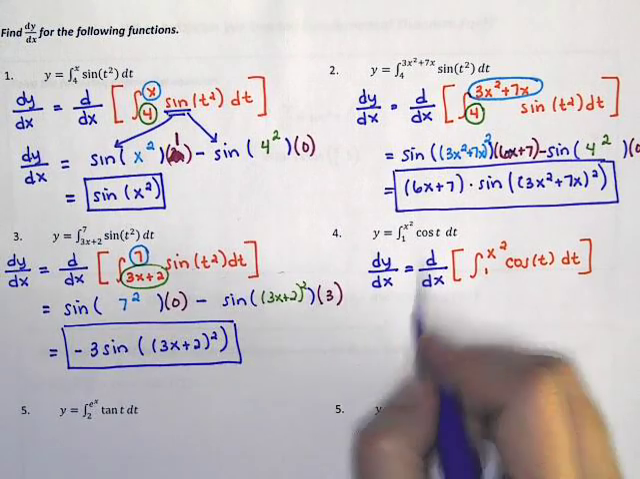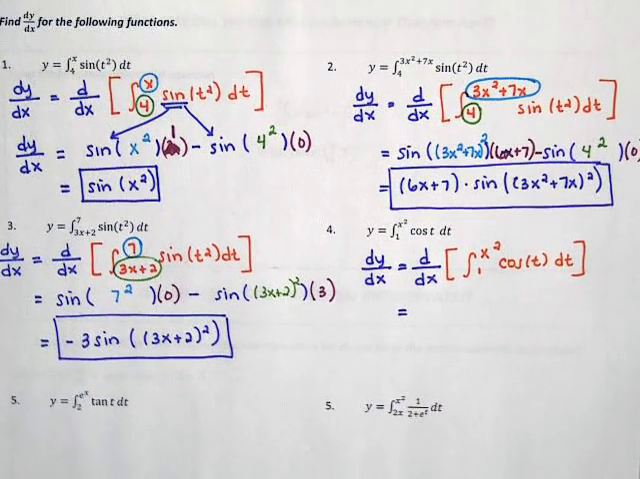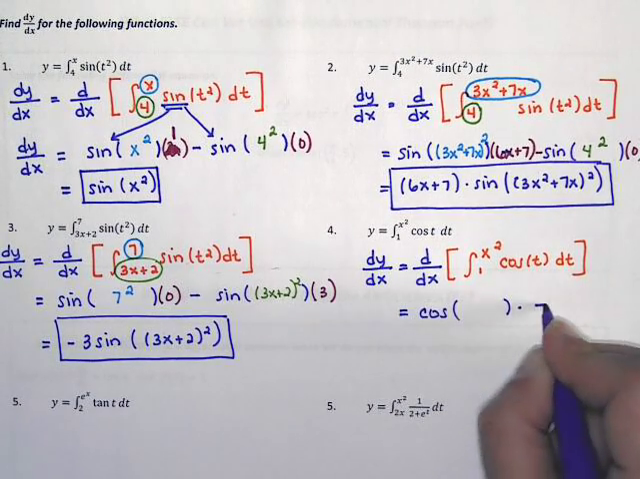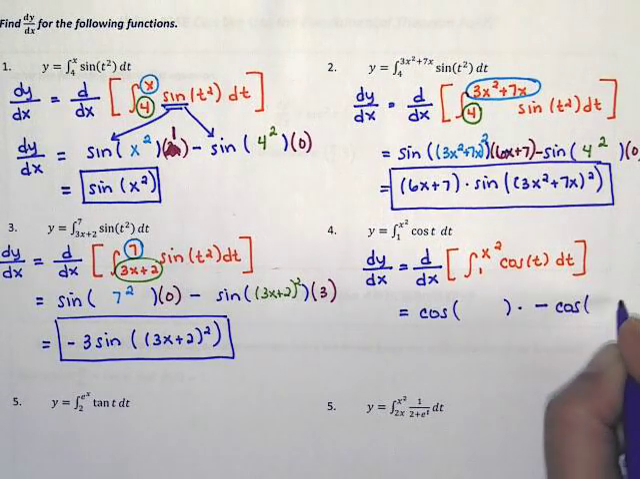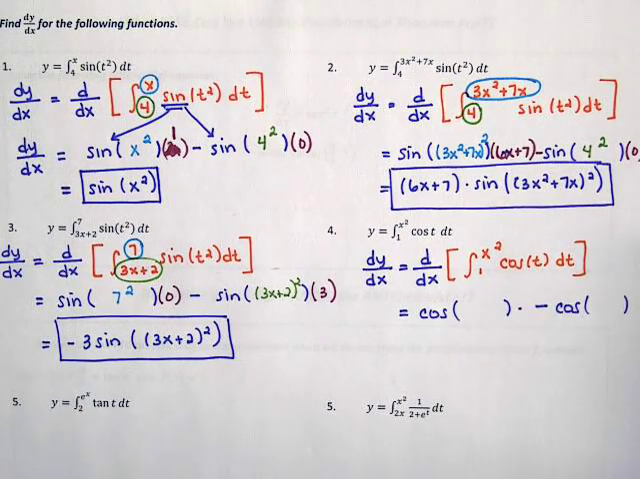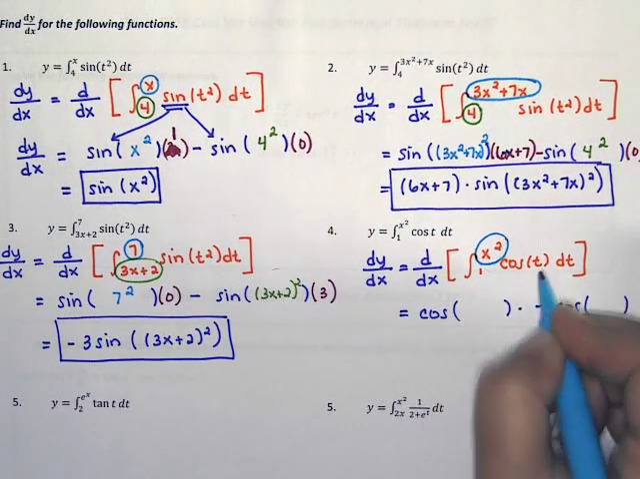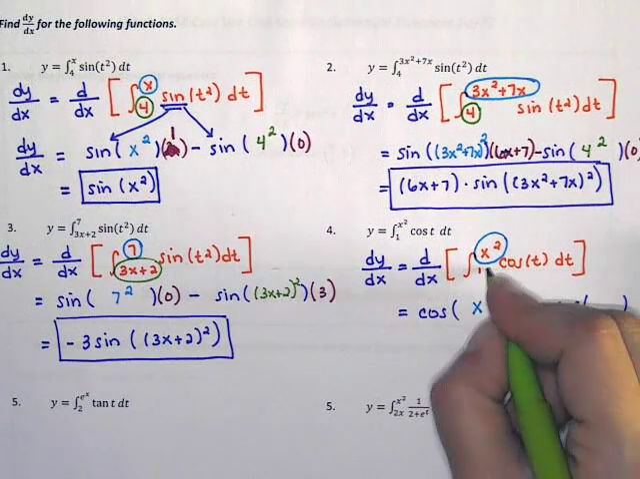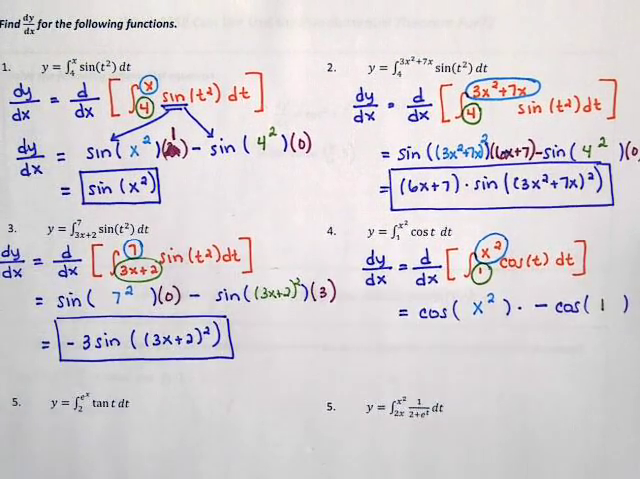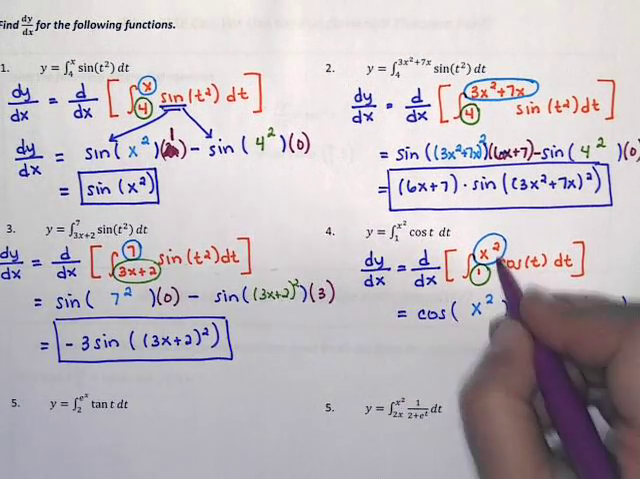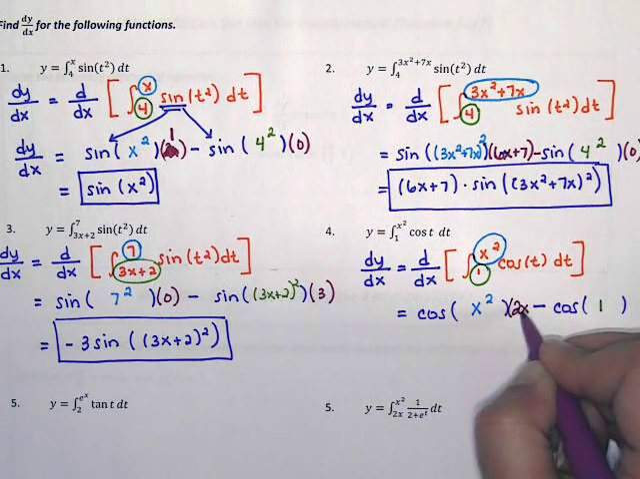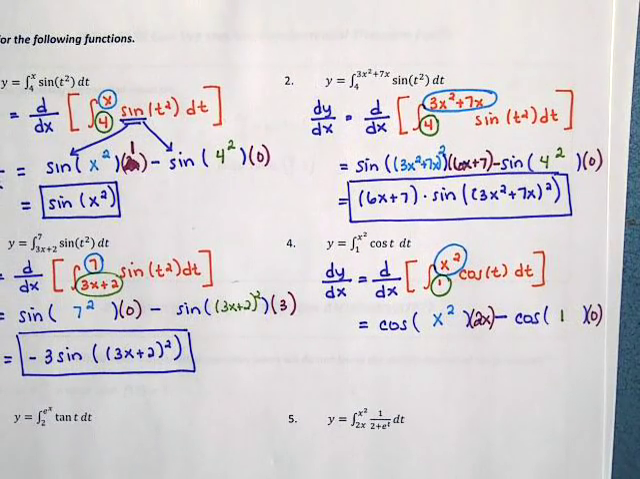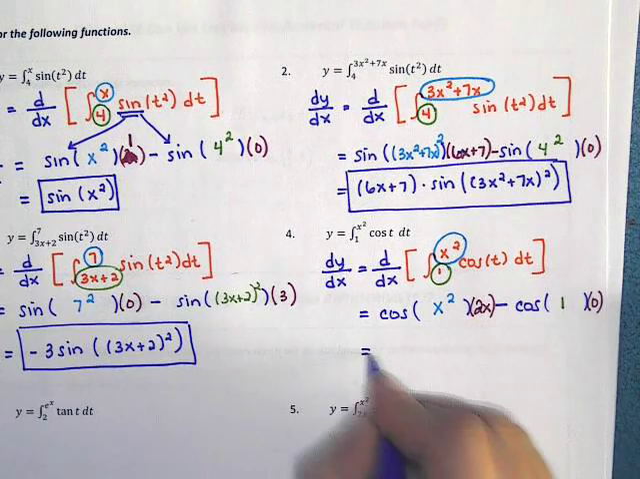Now if I use the fundamental theorem instead of trying to do this the long way, I know that I'm going to end up with my cosine function with something new plugged in, minus my cosine function with something new plugged in. First I'm going to plug in the upper bound, so instead of t, I'm going to have x squared. Then I'm going to plug in the lower bound, so instead of t, I'm going to have 1. And the derivative of x squared would be 2x, and the derivative of 1 would be 0. Now, since I'm multiplying that last term by 0, it goes away.